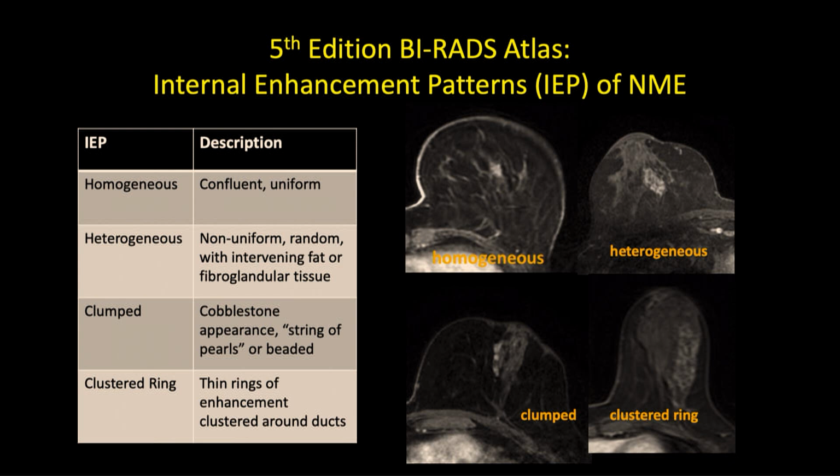There are 4 categories that we just discussed. One is homogeneous, and this is going to be confluent or uniform. Heterogeneous is more non-uniform, random, and I look at it and I say, oh, there's intervening fat or fibroglandular tissue in here. Clumped has a more cobblestone appearance. I think about a string of pearls or a beaded appearance. And then clustered ring, as was just discussed, is more thin rings of enhancement clustered around ducts. I have examples here of homogeneous, heterogeneous, clumped, that string of beads, and then clustered ring.